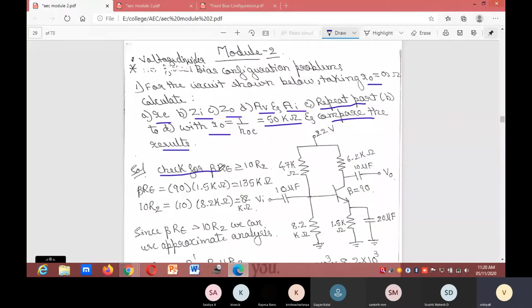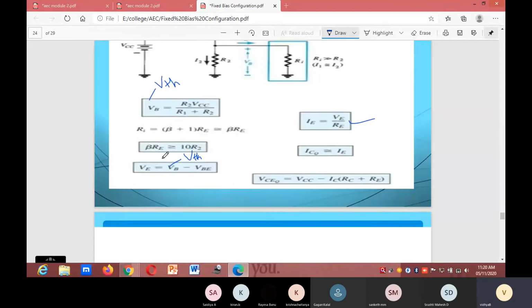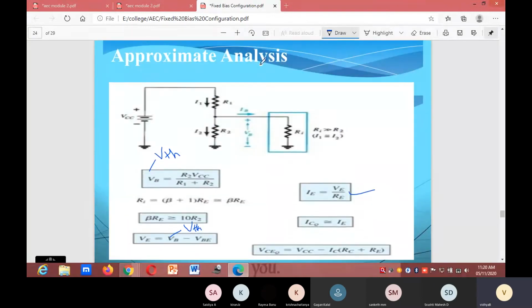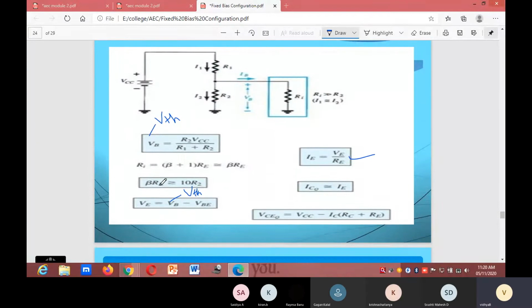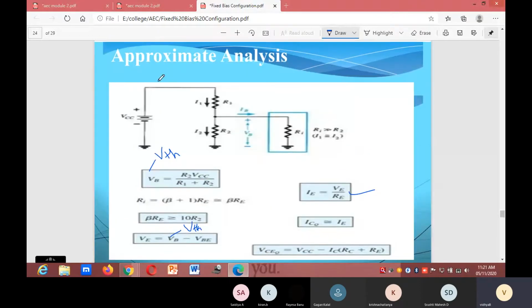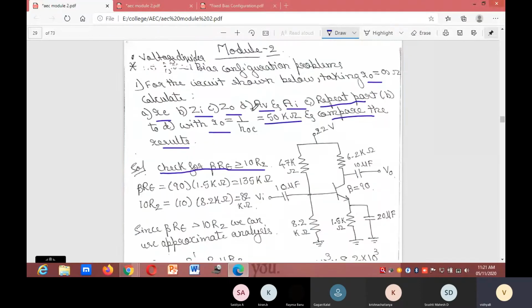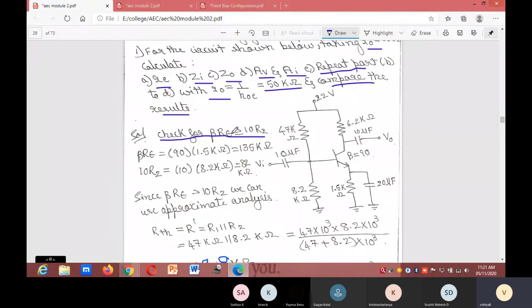Okay, check for beta RE greater than or equal to 10 times R2. I think you remember the voltage divider bias configuration equations. Okay, you can observe here, for approximate analysis we use beta RE. If beta RE is greater than or equal to 10 R2, then we will use the approximate analysis. Okay, check for beta RE greater than or equal to 10 times R2.